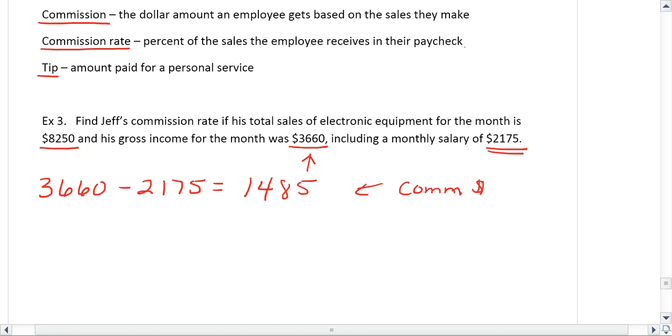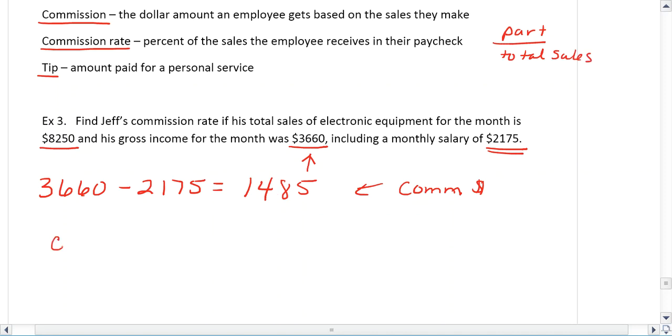Let's just go back up to our notes here and clarify that the commission rate, this percent, is found just like any other percent. It's part over total. That the commission is just part of your pay that comes from the total sales. So we have the numbers we need now.